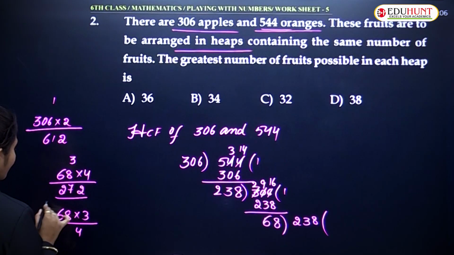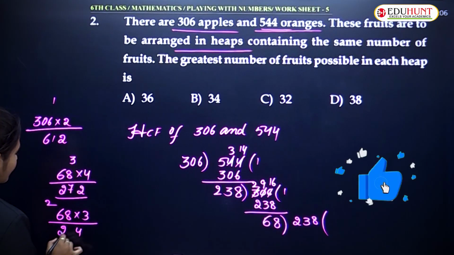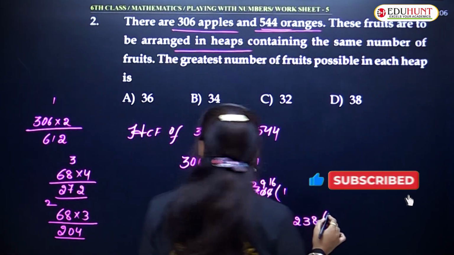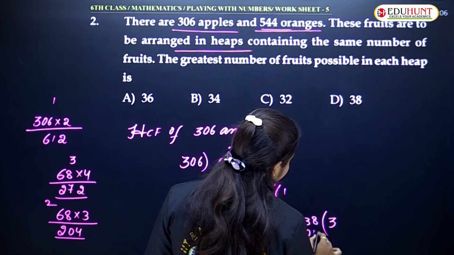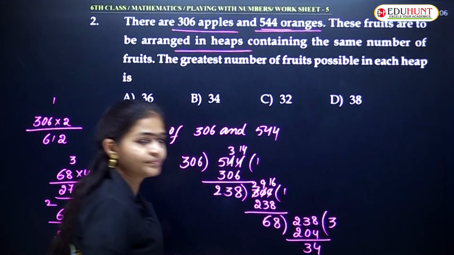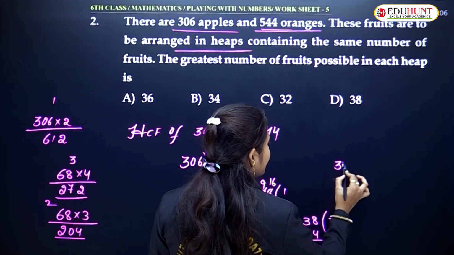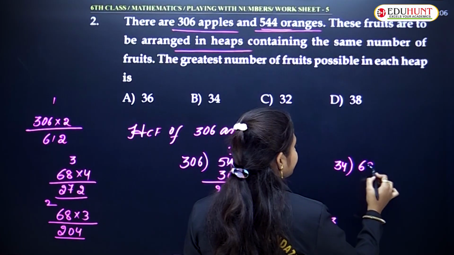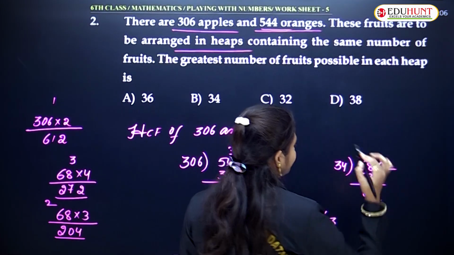3 8s 24, 3 6 are 18, 18 plus 2 20, 204. Understood? That is less than 238, no? So that's why here 68 into 3 is equal to 204. 8 minus 4 is 4, 3 minus 0 is 3. Clear? Still here 34 is there, no? So 34 I am taking here, that continuation I am writing, and here 68 is there. So 34 to 68, 0.